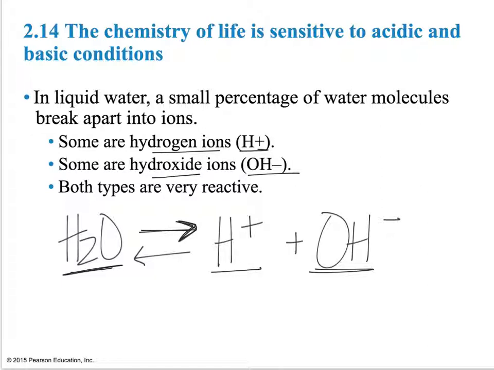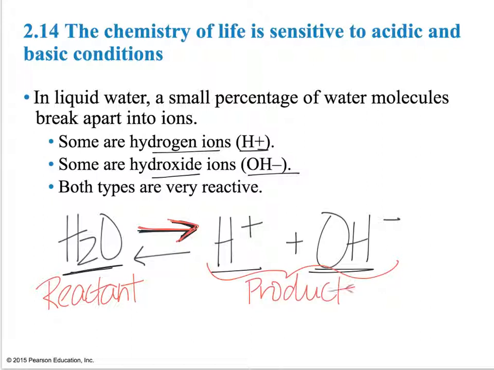Now this is a great time to talk about chemical equations, all right? So if this is my arrow, and I'm going in this direction, this side is going to be my reactants. In this case it's one reactant, and I'm moving this way, and then everything over here is going to be products. I always say the arrow points to the product.